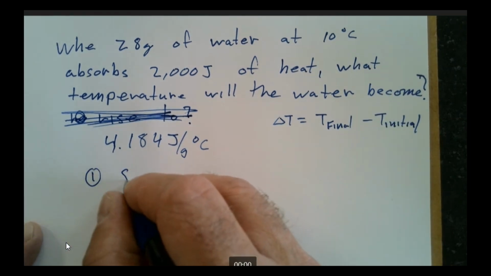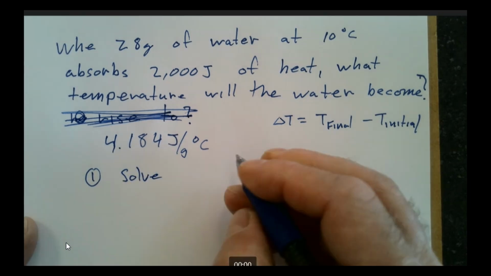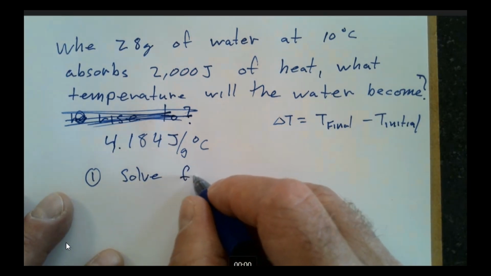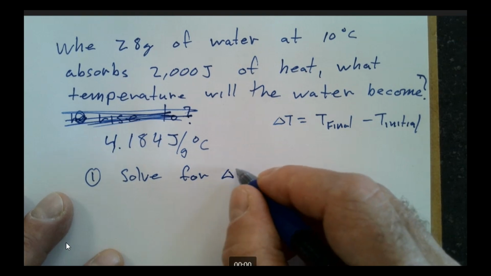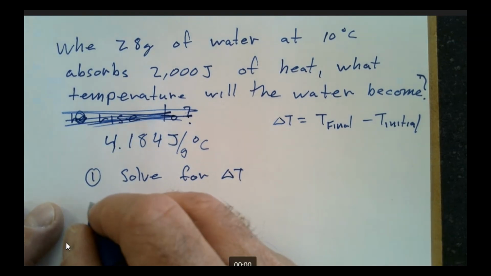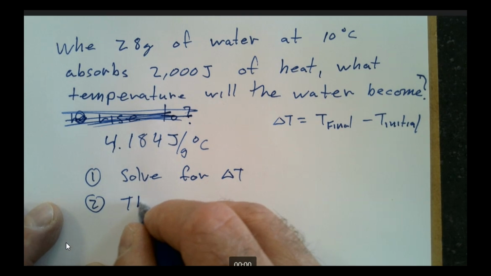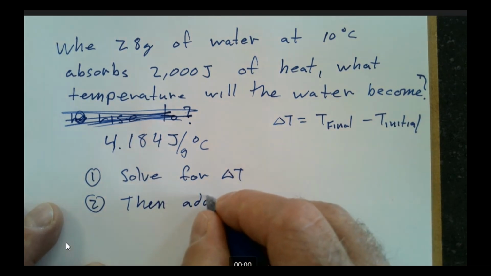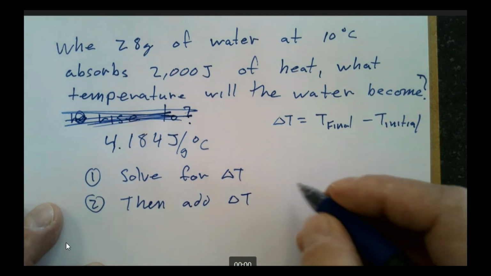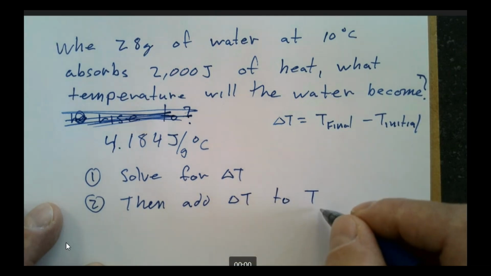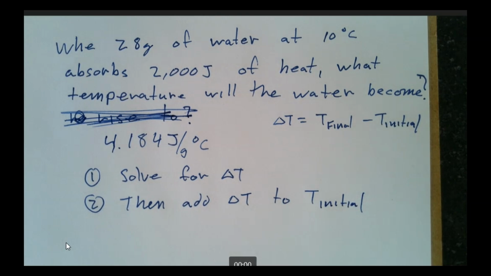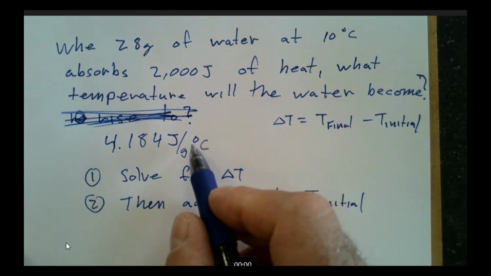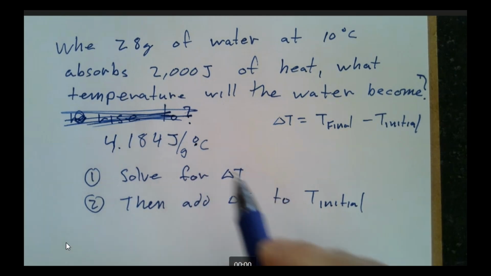Can't we just use the formula to get the joules and then add the 2,000? We want to solve for a temperature change, and then add delta T to T initial. That's going to be the simplest way to do this. All right, so here's my change in temperature.